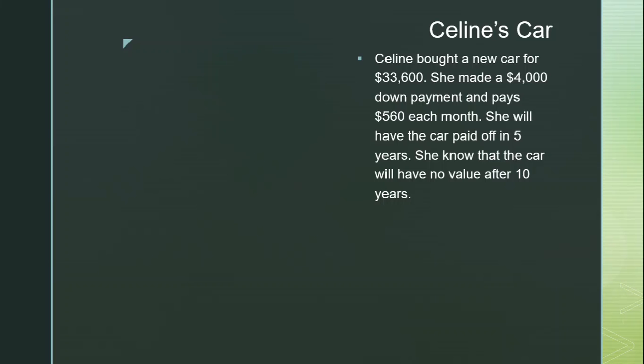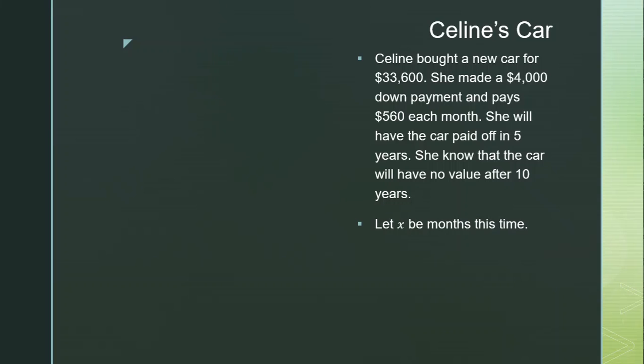All right, so Celine bought a new car for $33,600. She made a $4,000 down payment and pays $560 each month. She will have the car paid off in 5 years, so she's got a 5-year loan. She knows that the car will have no value after 10 years. All right, so we're going to actually make 2 lines here. We're going to make the straight line depreciation, and we're going to make the straight line expense function.